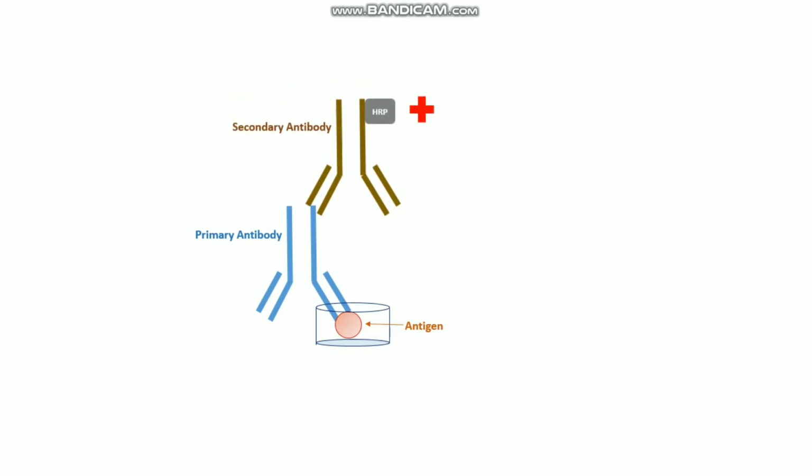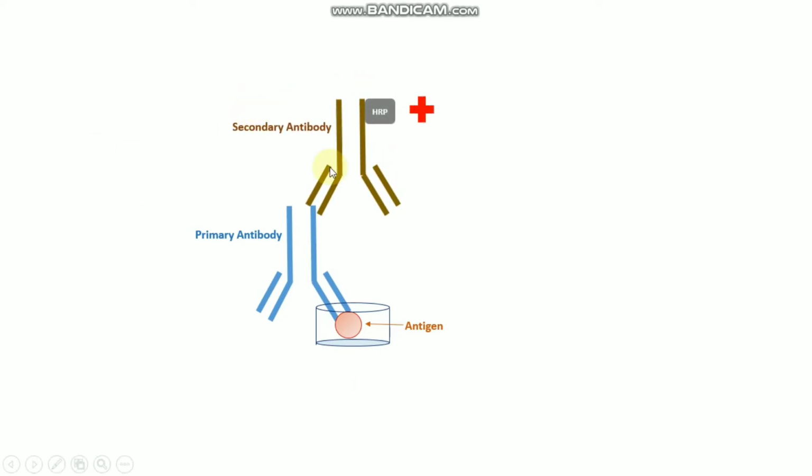Next is the principle of the ELISA technique. Usually the ELISA technique is performed in a 96-well plate. First, the antigen or antibody needs to be coated in this 96-well plate using the coating buffer. After coating the antigen, primary antibody incubation is required. This primary antibody is very specific against this antigen, so it binds to the antigen, and then comes the secondary antibody incubation.